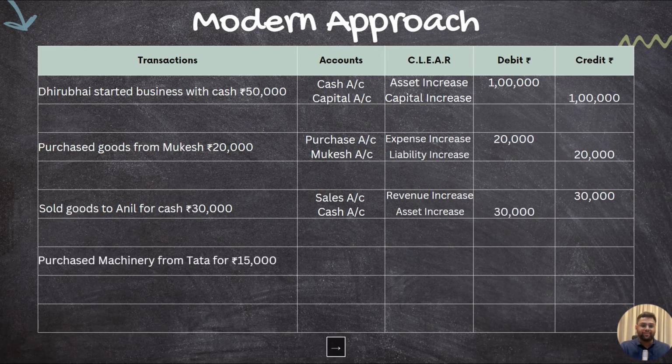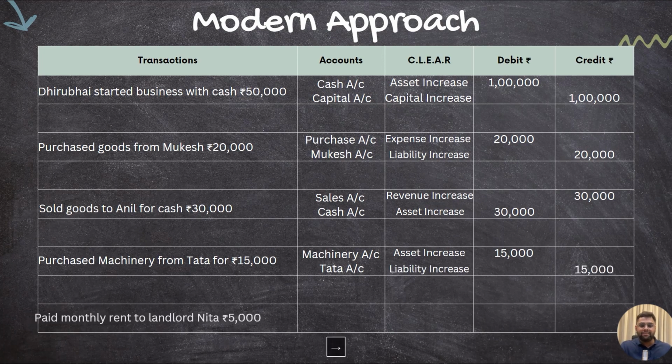Fourth transaction. Purchase machinery from Tata for rupees 15,000. The two relevant accounts here are machinery account and Tata account. For the business, asset, machinery increases. Therefore, asset increase is debit. Machinery will be debited with 15,000 and Tata is nothing but a liability that is created because of this credit purchase. Liability increase, credit.